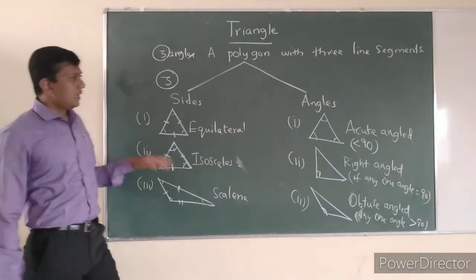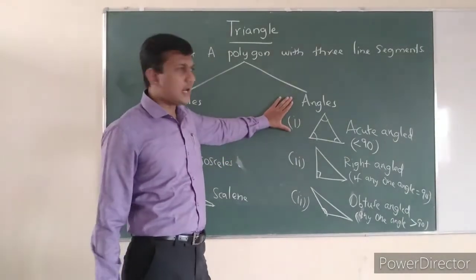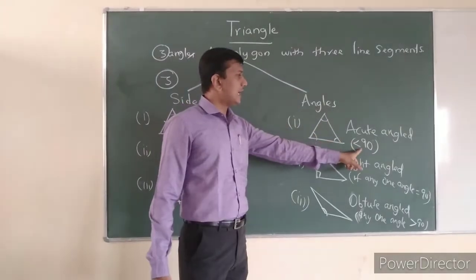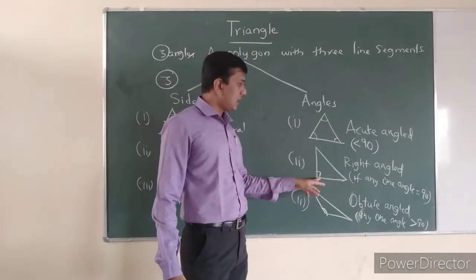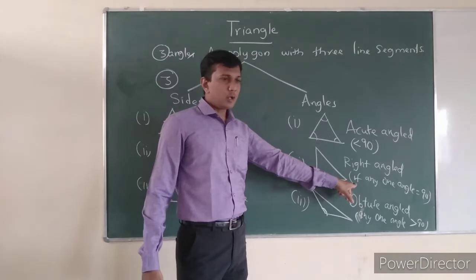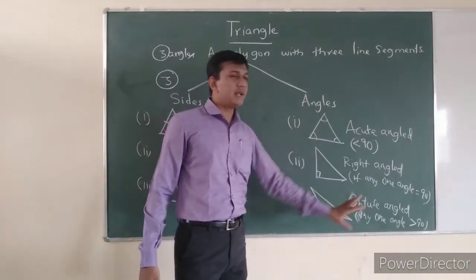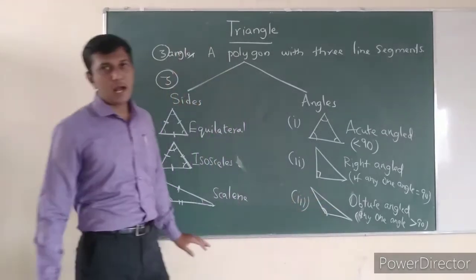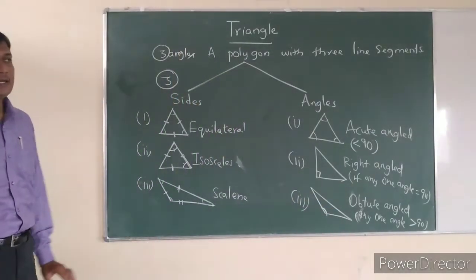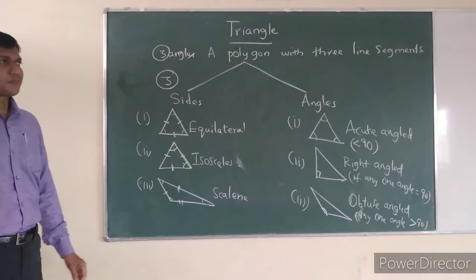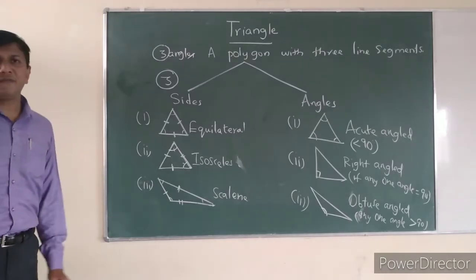So here, acute angle triangle: each angle is less than 90 degrees. Here, if any one angle is equal to 90 degrees, then it is called a right angle triangle. Next, if any one is greater than 90, that is called an obtuse angle triangle. So we shall now see the other properties of a triangle.